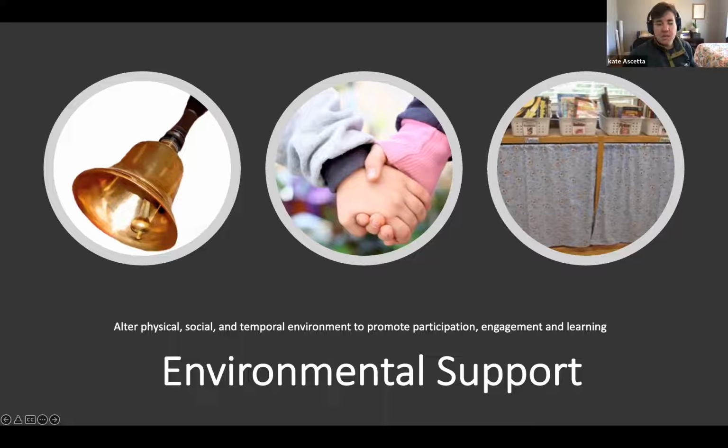Okay, cool. So environmental support. This is where we want to think about altering the physical, social, and temporal environment. So the timing to promote participation and engagement. Temporal, maybe you shorten that circle time. You have a friend that you know is really working on circle time, and because you've taken really good data, you know that when it gets to about 15 minutes, Garrett starts to lose it. So you dismiss the kids at the 10-minute mark so that Garrett can feel successful, and you can build up opportunities for him to be able to participate longer. You'll build up his tolerance to that.